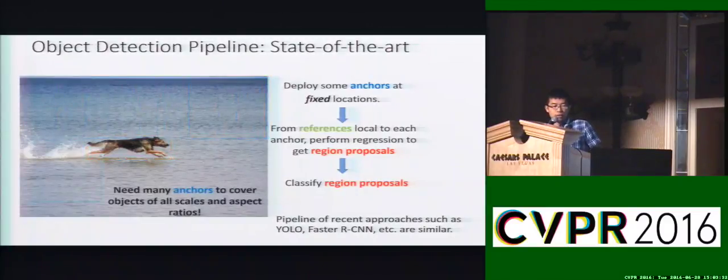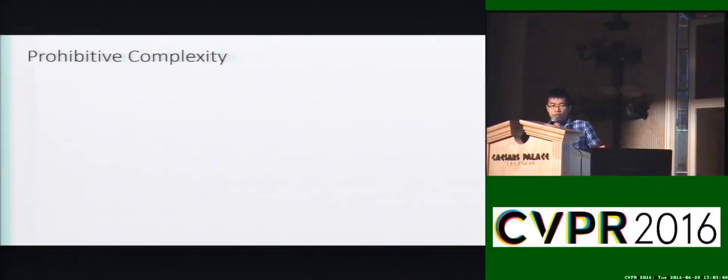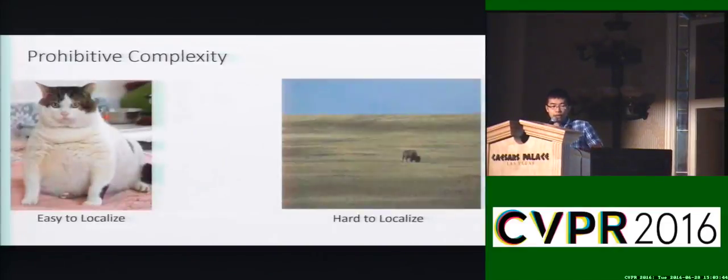Of course, the problem of this approach is that since you are using a non-adaptive grid, you need many anchors to cover objects of all scales and aspect ratios. So I have emphasized the bad things about non-adaptivity. Now let me explain why we think that is the case by looking at two examples.